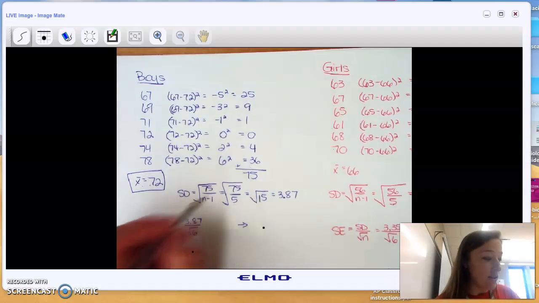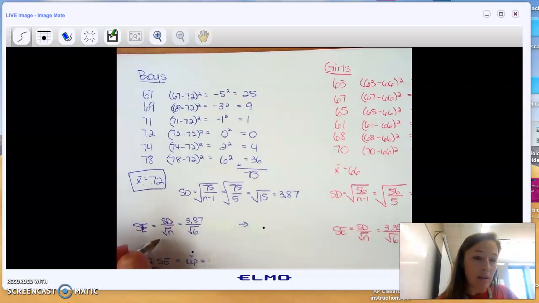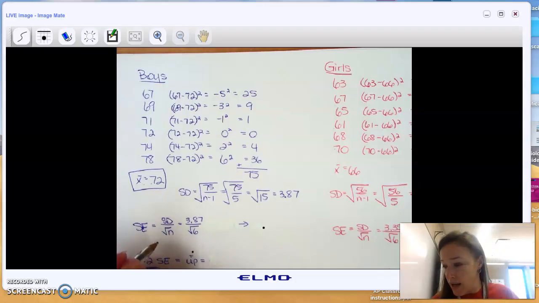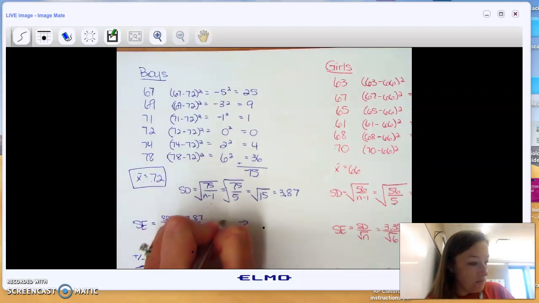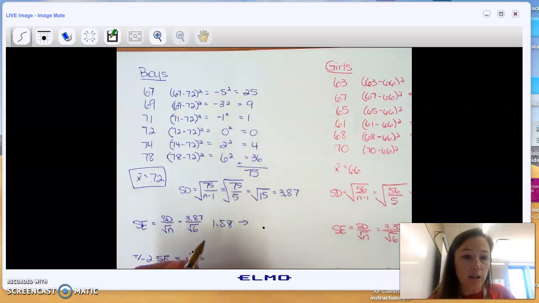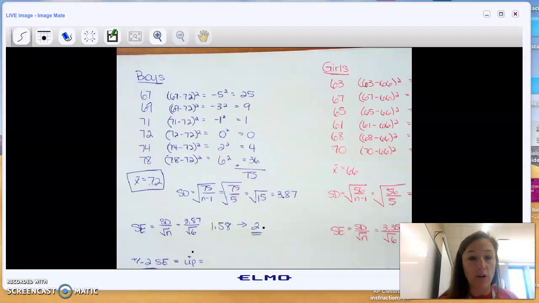To find standard error, we take that value, 3.87, and divide it by the square root of n, which was 6. So 3.87 divided by the square root of 6 is 1.58, which we are just going to round up to 2 to make things easier when we graph.